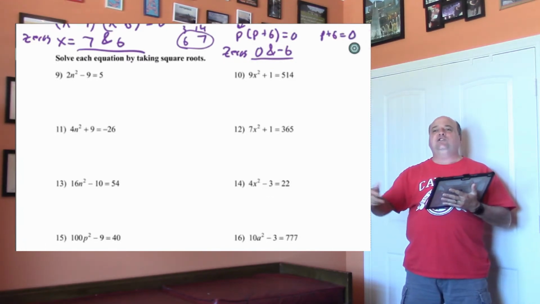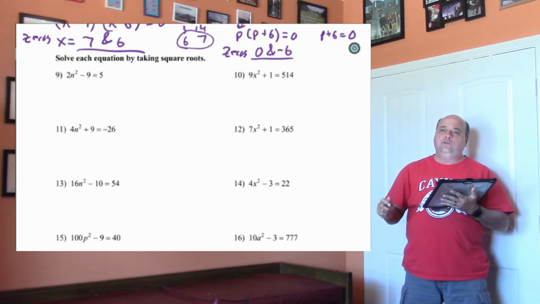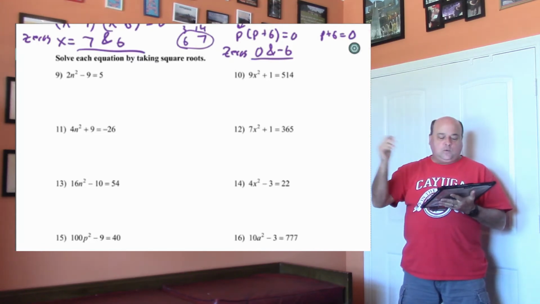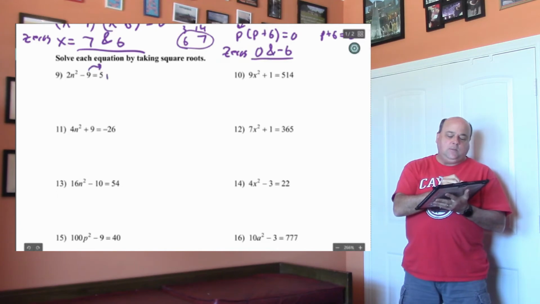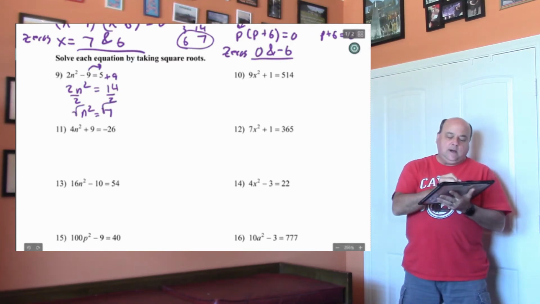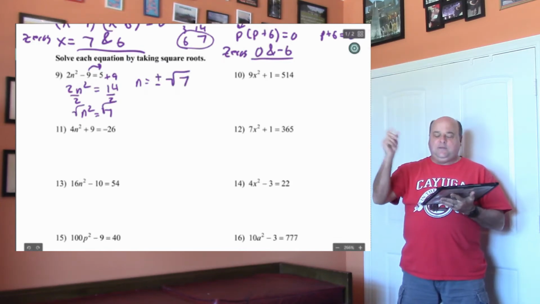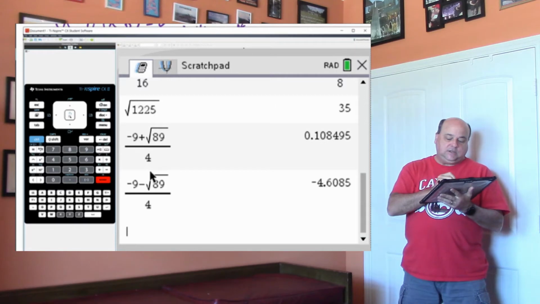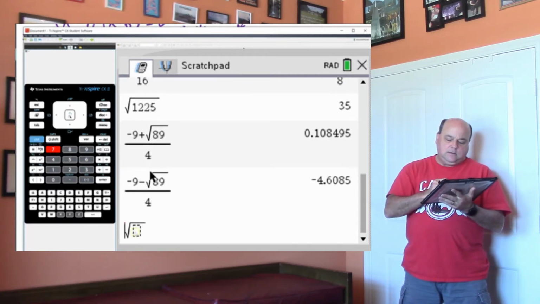Now on 9 through 16, there's no bx term. If there's no bx term, you can get the answers with square roots. You just take the square root of the answer. For instance, on this one, I'm going to move over the 9. I'll have 2n squared equals 14. Divide by 2, divide by 2. I'll get n squared equals 7. I'm going to square root both sides, and then I'm going to write down n equals plus or minus the square root of 7. Now we can do this on the calculator: hit 2nd, x squared, and then type in 7.